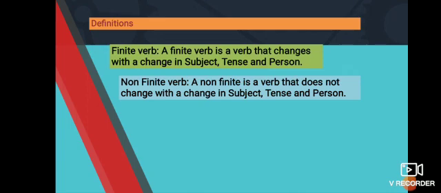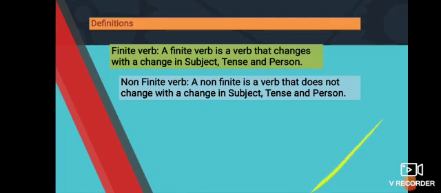The non-finite verb, as the name itself suggests, is a verb that does not change with the change in subject, tense and person. Though the subject changes in number, singular, plural, though the tense changes, present, past, future, though the person changes, that is first person, second person, third person, I, we, you, he, she, it, they, the verb won't change.